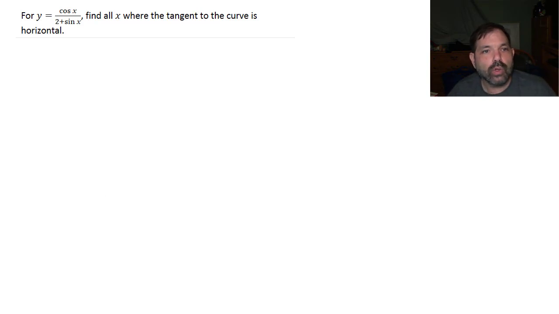For y equals cosine x divided by 2 plus sine x, find all x where the tangent to the curve is horizontal. Again, this would be a good time to pause and try this one out on your own. If we want the tangent to be horizontal, that means that y prime of x must equal 0. If the tangent is horizontal, the derivative is 0. So let's calculate the derivative.